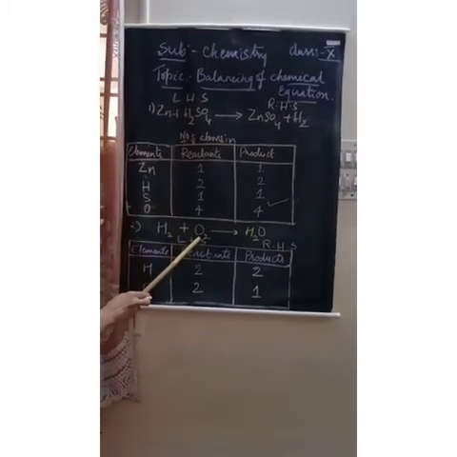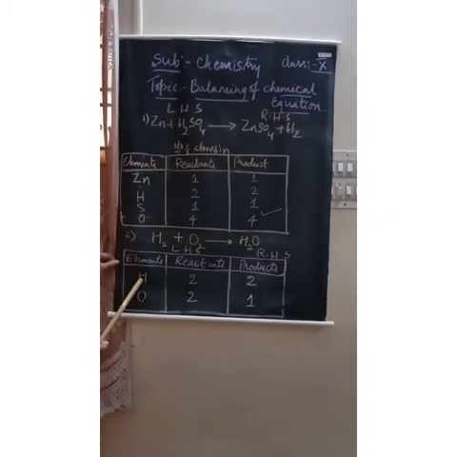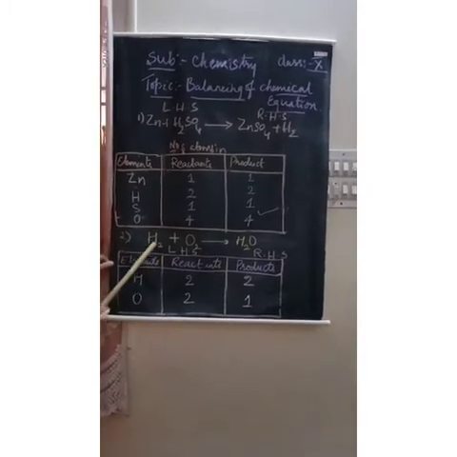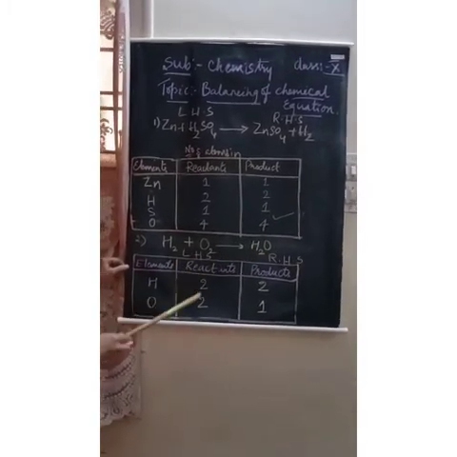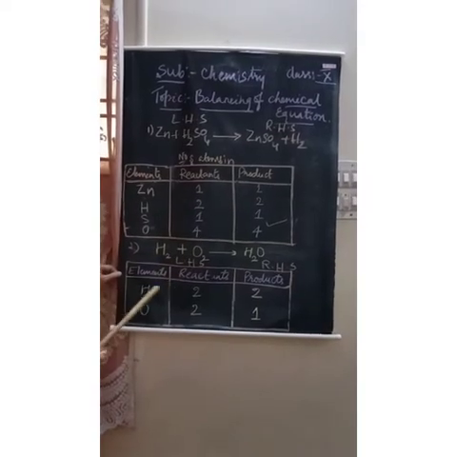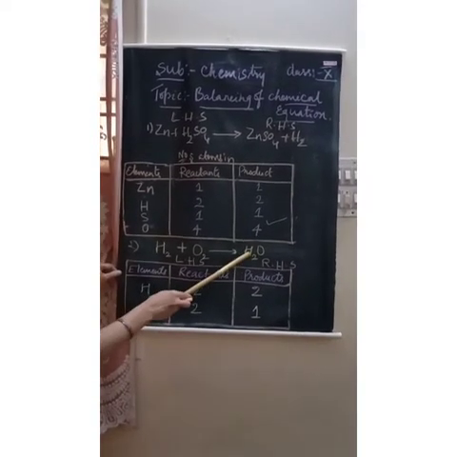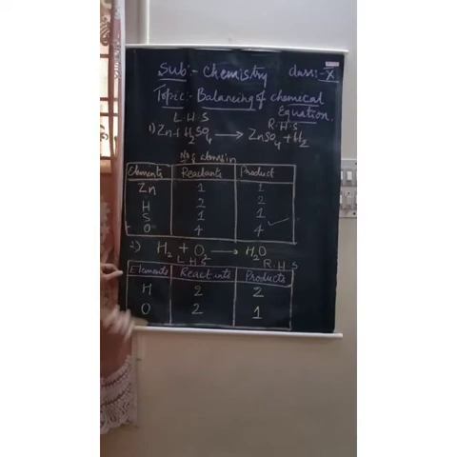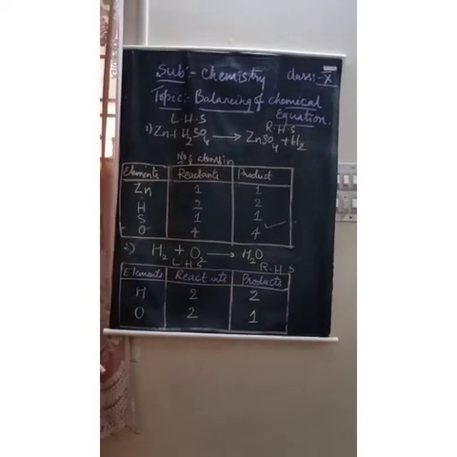Simple equation I have taken, children. So what are the elements once again? Hydrogen and oxygen in the given equation. Reactants: hydrogen, oxygen. Product also hydrogen, oxygen. Now we have to count the number of atoms.